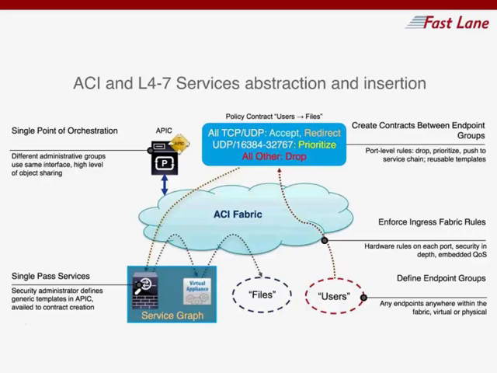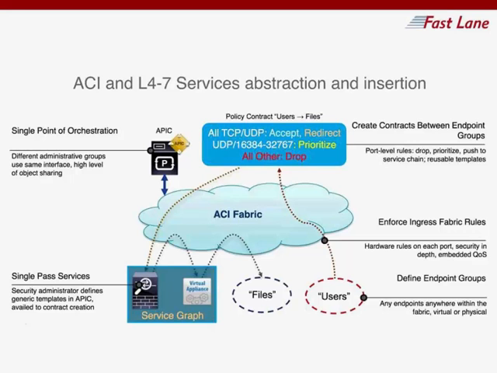Again, take an example. External users want to be able to communicate with the web service. In front of the web service, I've got a load balancer and a firewall. So my contract would have included within it a service graph that says when my external EPG users try to access my web service, send it through this firewall or this group of firewalls, then send it through this load balancer before it actually gets to the web service itself. So we're effectively now defining what we want the actual traffic flow to look like.